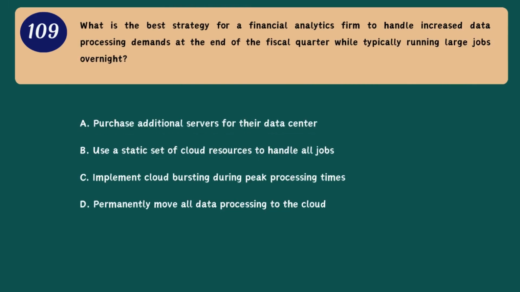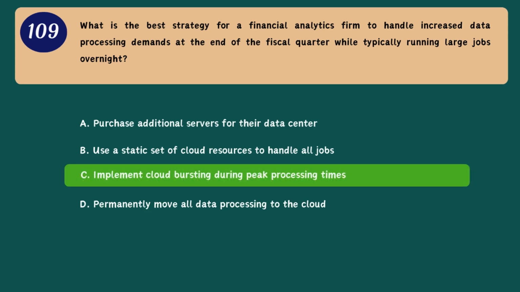Question 109. What is the best strategy for a financial analytics firm to handle increased data processing demands at the end of the fiscal quarter, while typically running large jobs overnight? A. Purchase additional servers for their data center. B. Use a static set of cloud resources to handle all jobs. C. Implement cloud bursting during peak processing times. D. Permanently move all data processing to the cloud.